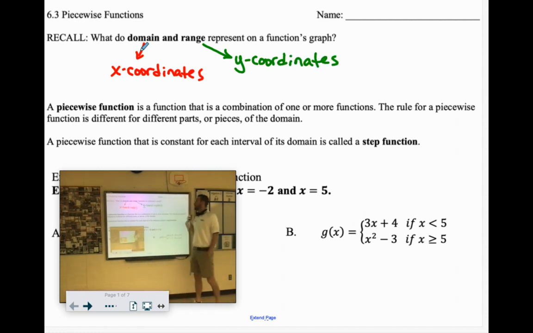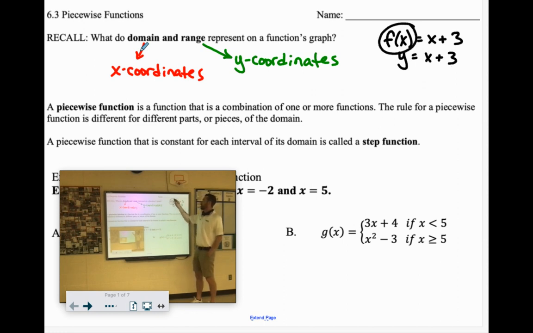So remember that these functions are typically listed like, it'll say something like f of x equals x plus 3. That's the same as if it said y equals x plus 3. This is just function notation. It's just how they write stuff.